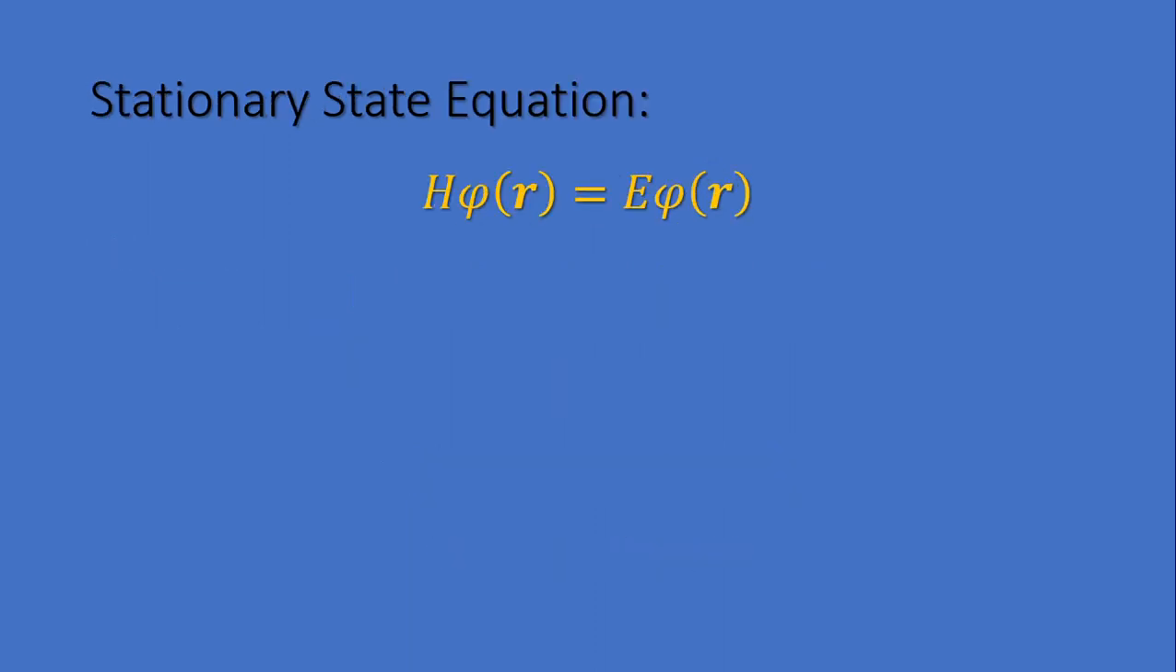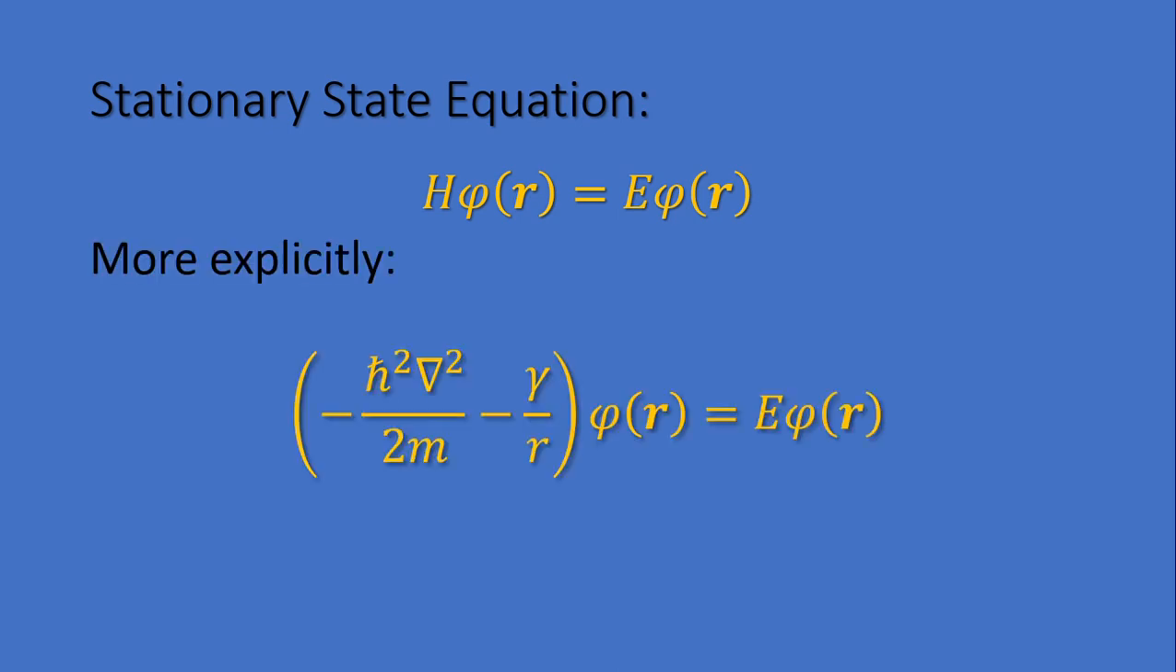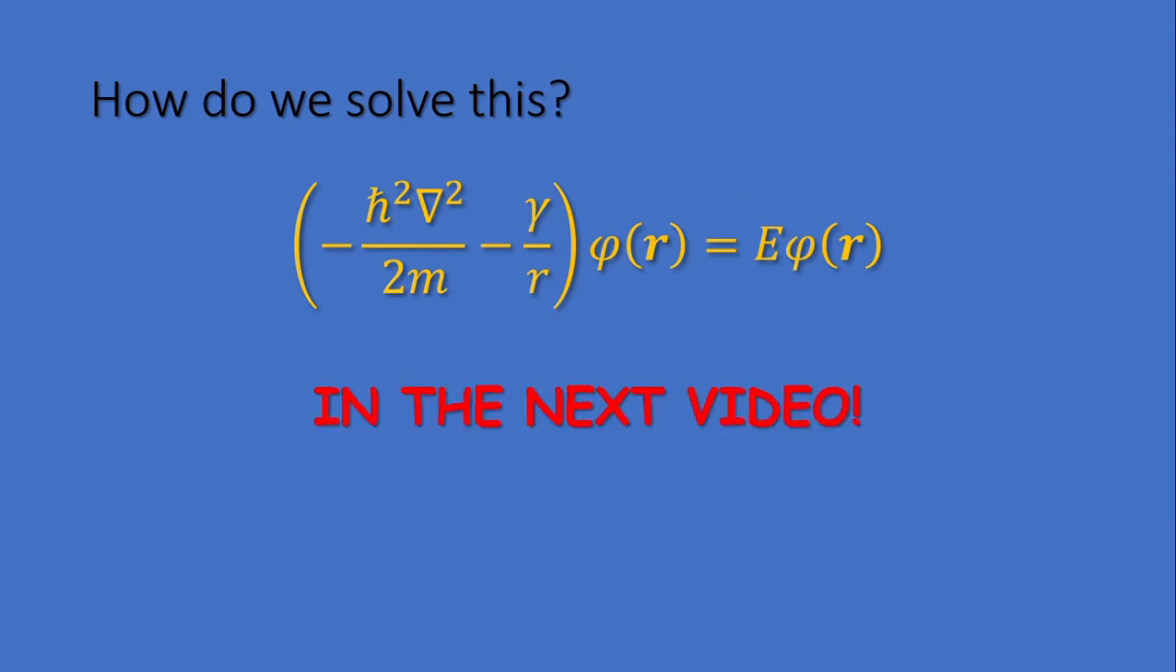This is known as a stationary state equation, and the reason why it's known as a stationary state equation is because the partial derivative with respect to time has disappeared and has been replaced with a constant, which is the total energy of the system. And this means that the total energy of the system does not vary with time. More explicitly, this still gives us a three-dimensional partial differential equation in spatial coordinates, and this needs to be solved once again with separation of variables. But that is the topic for the next video. Thank you for watching.